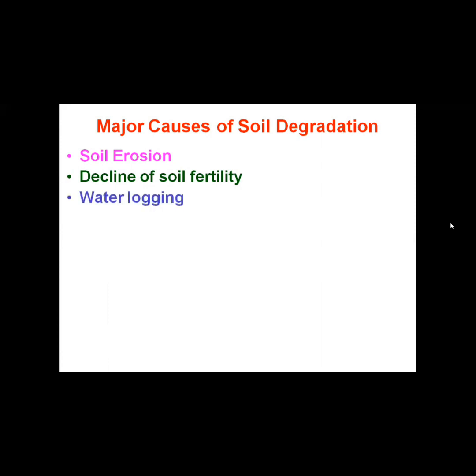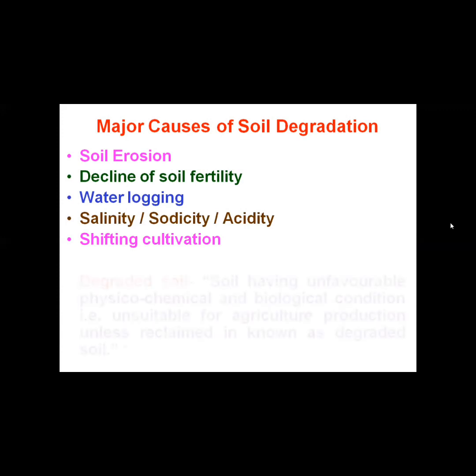There may be the waterlogging. As we know, as and when there is a poor drainage, it gives the stagnation of the water for a longer period on the soil, and this will lead for a longer period, then it is said to be the waterlogging condition. Salinity, sodicity or the acidity, it is due to the accumulation of the insoluble salts within the soil layers. Shifting cultivation is also the major cause of the soil degradation. Particularly, this shifting cultivation is carried out in the forest areas.